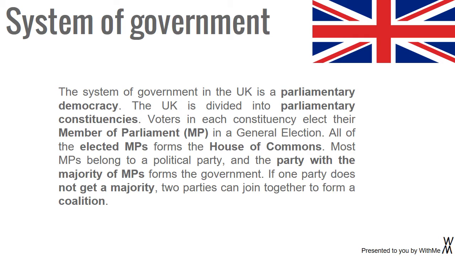System of government. The system of government in the UK is a parliamentary democracy. The UK is divided into parliamentary constituencies. Voters in each constituency elect their Member of Parliament, MP, in a general election. All of the elected MPs form the House of Commons. Most MPs belong to a political party, and the party with a majority of MPs forms the government. If one party does not get a majority, two parties can join together to form a coalition.